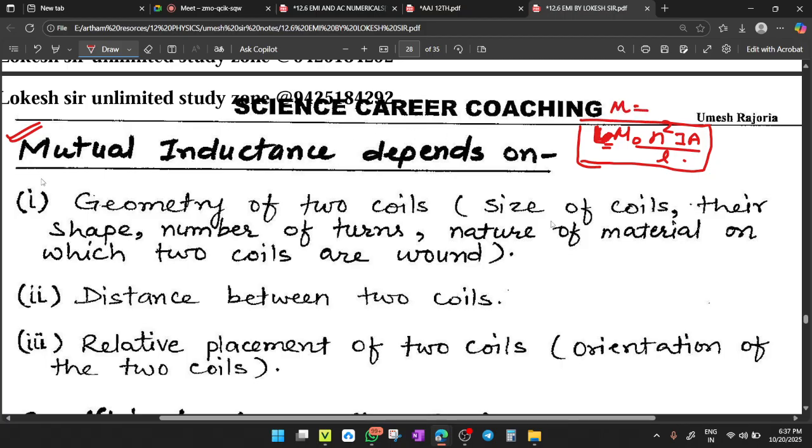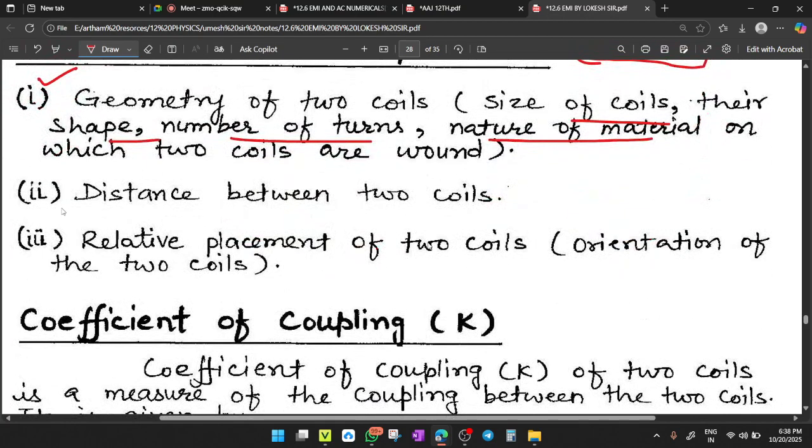In that we are going to see the geometry of two coils: size of coils, their shape, number of turns, nature of material in which the two coils are wound. So on these factors, and the distance between the two coils, mutual inductance depends. Okay, so your point is valid here.